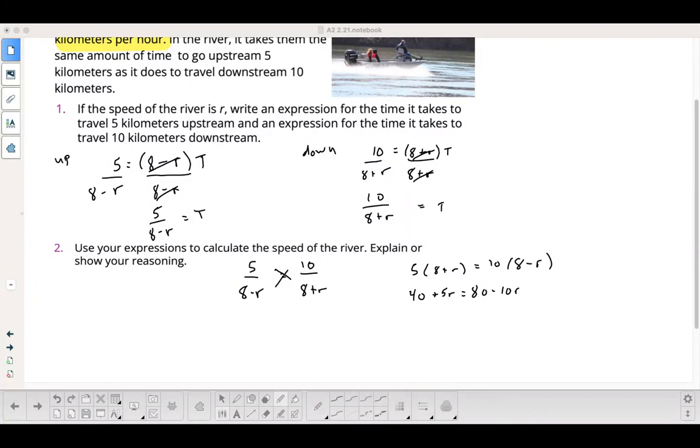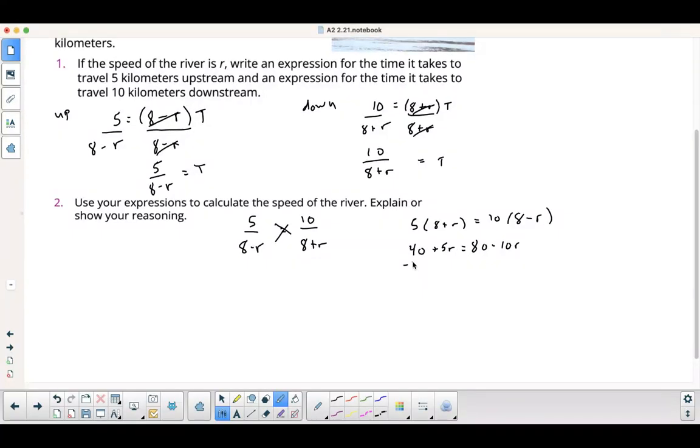And then I just got to keep scrolling down here. Combine like terms, minus 40, add 10r. So I get 15r equals 40. So your rate is 40 over 15. Let's see, what does that reduce to? Around 2.7 kilometers per hour.